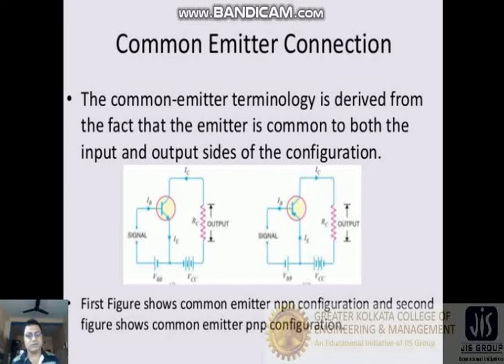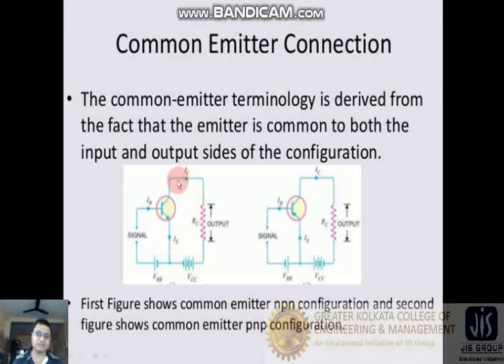To get proper transistor action, the emitter base junction should be in forward bias and the collector base junction should be in reverse bias. So this type of biasing has to be provided. In the NPN transistor, the base is a p-type region, so the emitter base junction is forward biased. The positive terminal of the battery is connected to the base and the negative terminal of this battery is connected to the emitter of the transistor, and in this case the emitter is common.